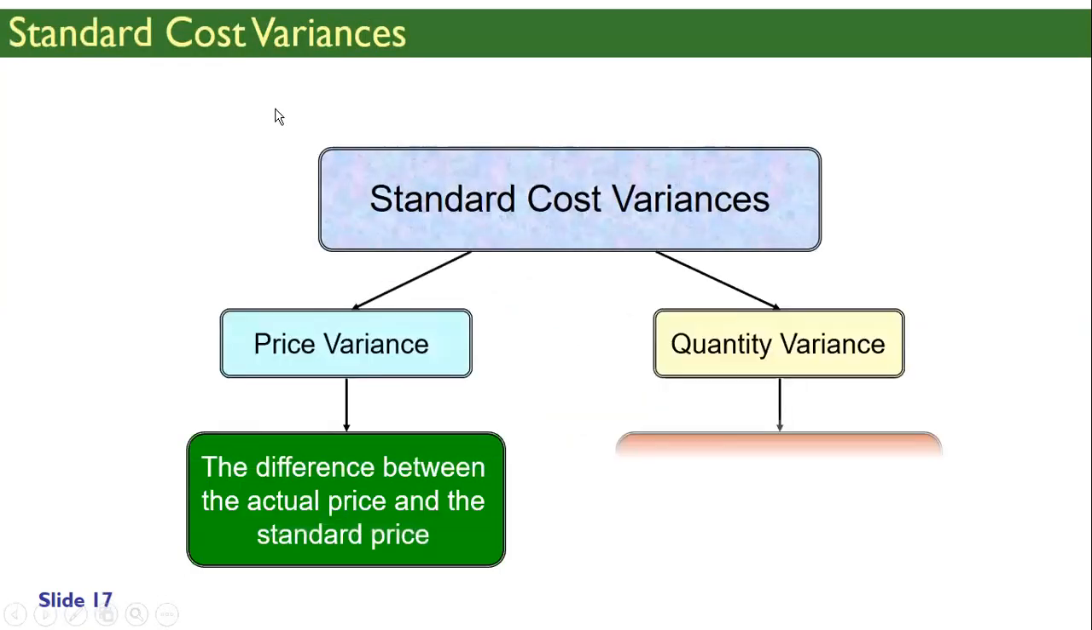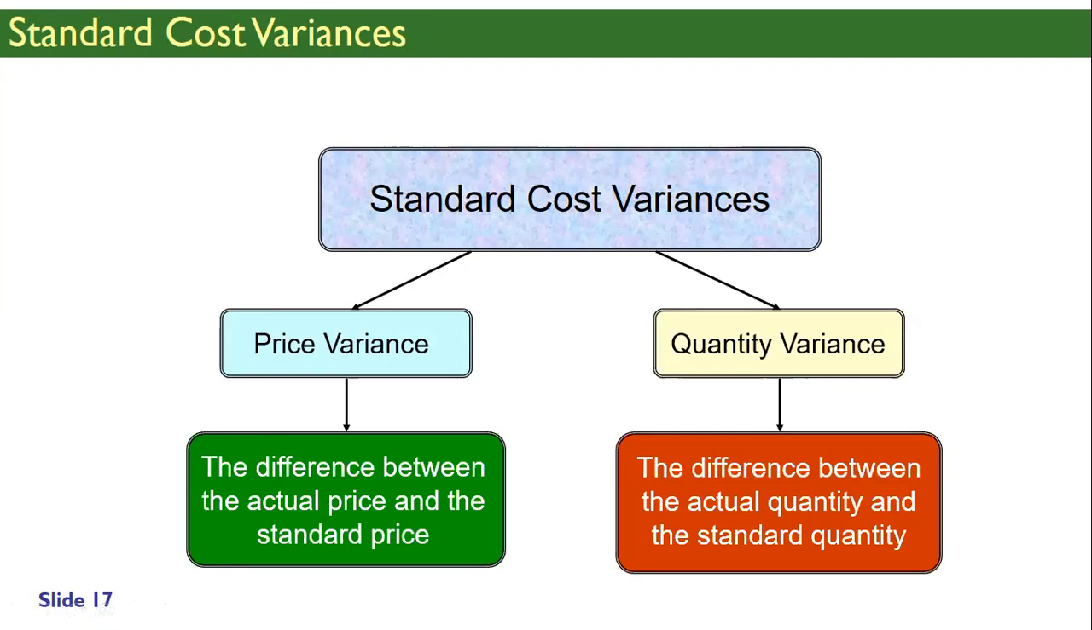Standard cost variances. When it comes to cost, you have two variances. I'm talking about the material first, okay? For material, you have material price variance and material quantity variance. Quantity variance also means usage variance. Quantity variance or usage variance, same thing.